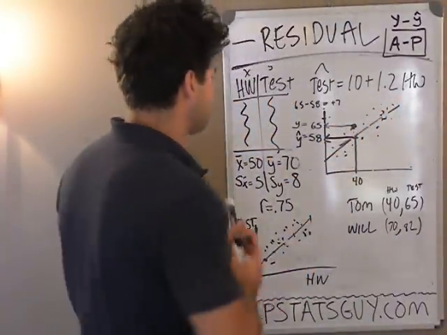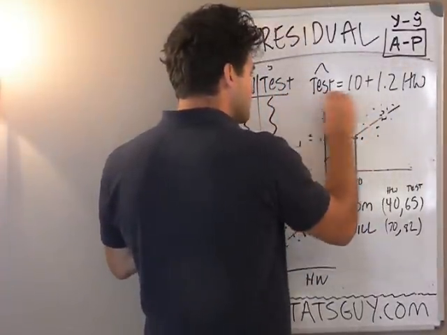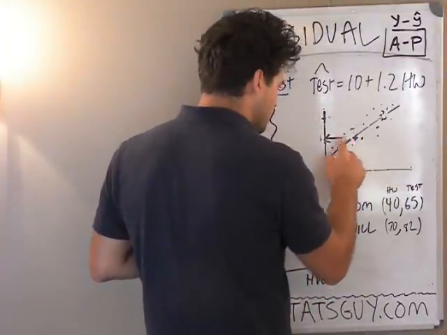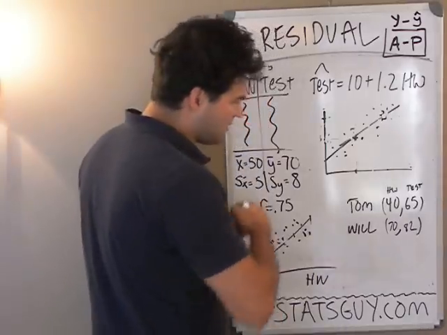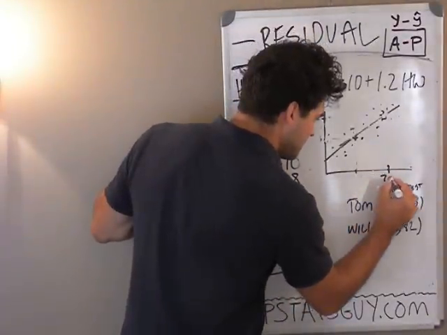Now let's look at Will. Bye, Tom, and all of your information. Will, how'd you do, buddy? Well, Will did much better than Tom in homework. Will did 70% of his homework. He had a homework average of 70. Sweet, 70.